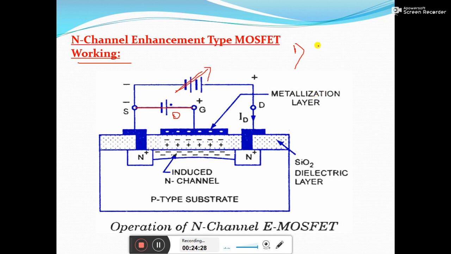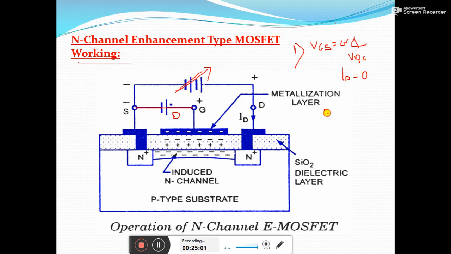Whenever VGS is 0 volt and VDS is applied, practically 0 current will flow, or you can say ID will be equal to 0.